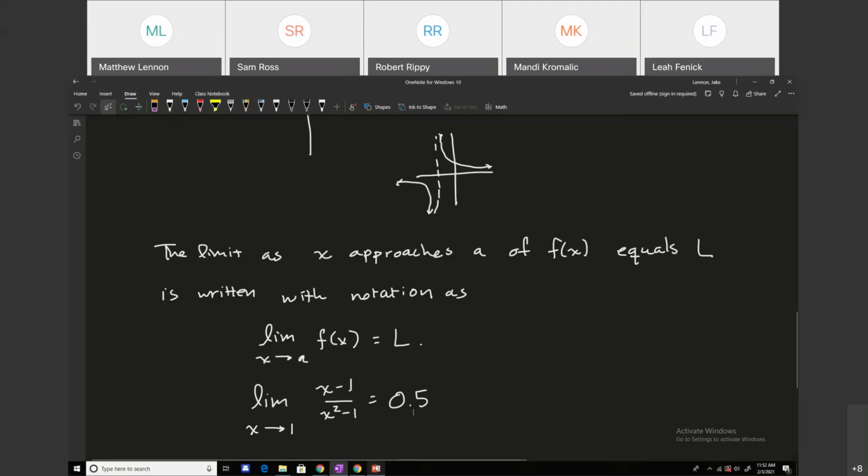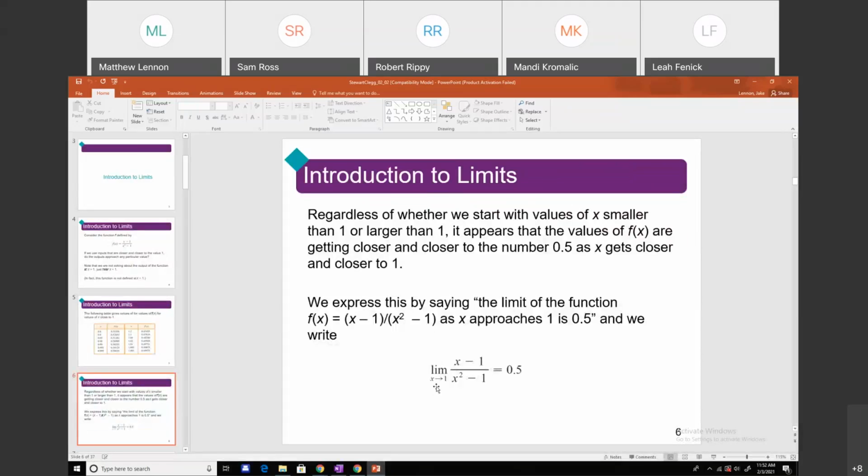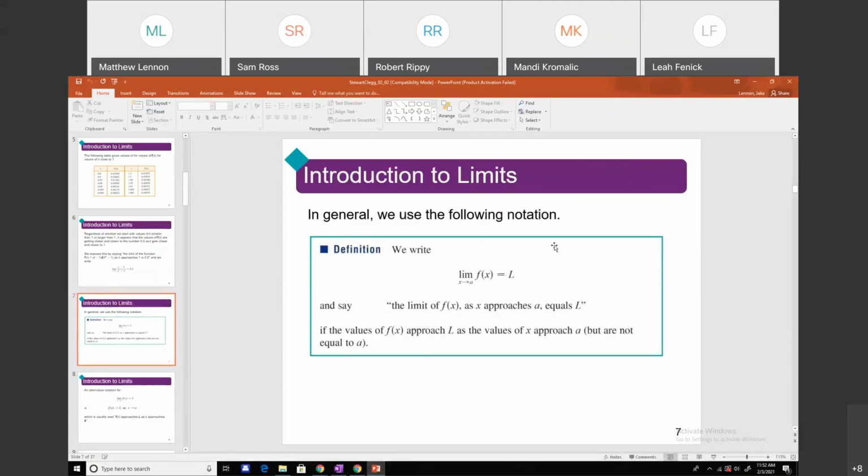Yeah, let's go ahead and move on. Okay, so there's the definition that we just wrote down, same thing.